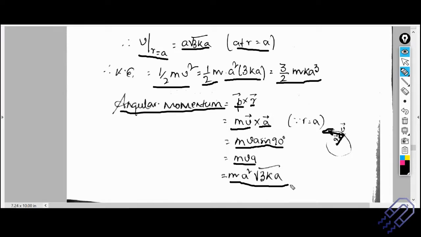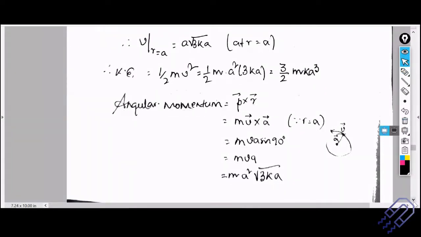So this is a simple numerical problem, probably 3 marks. If I ask you only one part of the question, probably it will just be 2 marks. So you need to take help from maths. Okay, next question, I'll explain.